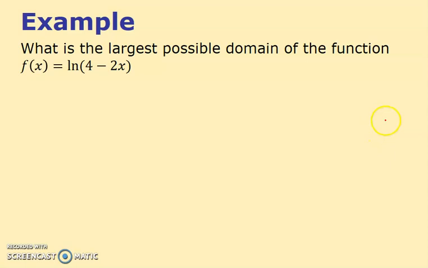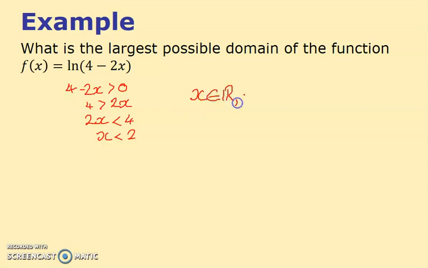What is the largest possible domain of this function? So again, remember what I said. I said logarithms cause us problems. Doesn't matter which type of log, it can't be 0 or negative. So let's just say then 4 minus 2x has to be bigger than 0. 4 has to be bigger than 2x. Now I don't particularly like the 2x being on this side, so how about I switch it around, and when you switch it around that sign's going to change, and then x is less than 2. So my largest possible domain is x belongs to the real numbers, x is less than 2.